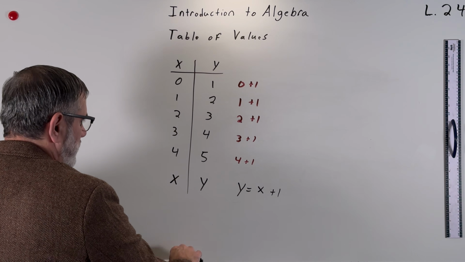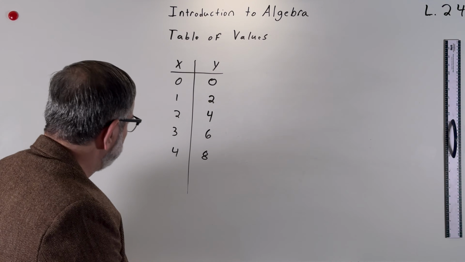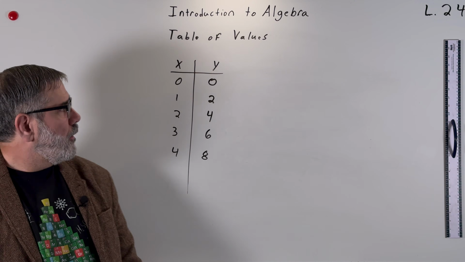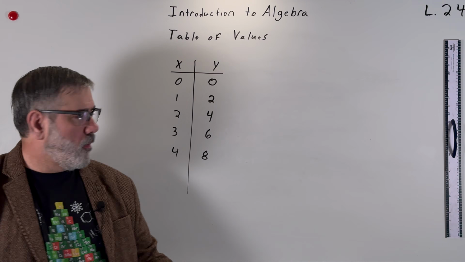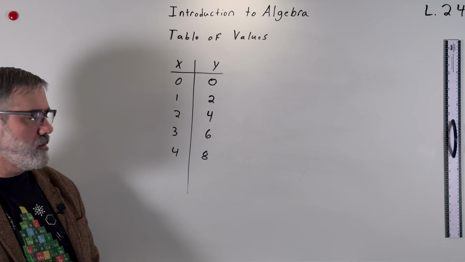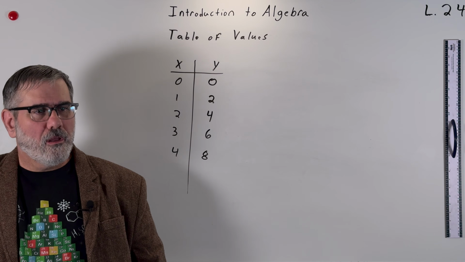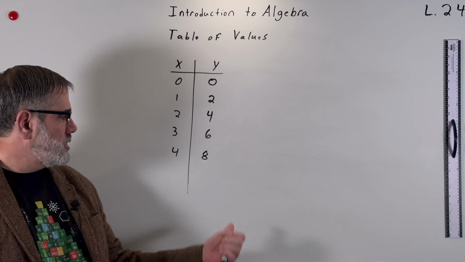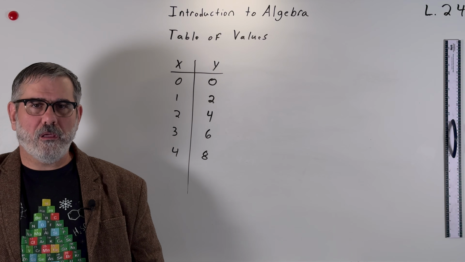Let me give you one to try. I want you to analyze this table of values. We have x the same as before, 0 through 4, but y is giving us values of 0, 2, 4, 6, and 8. And try to, in the end, extract an equation that expresses the dependent variable in terms of the independent variable. So pause the video, come back when you have that done.